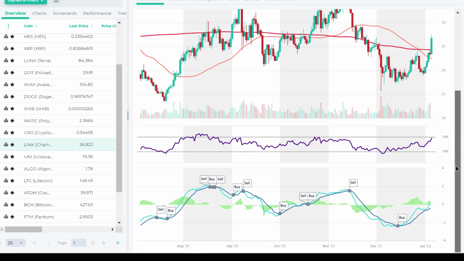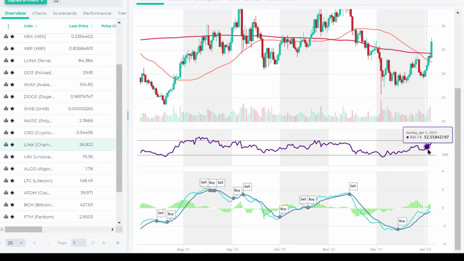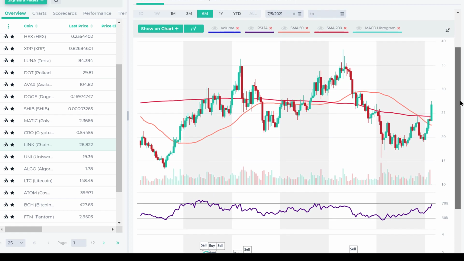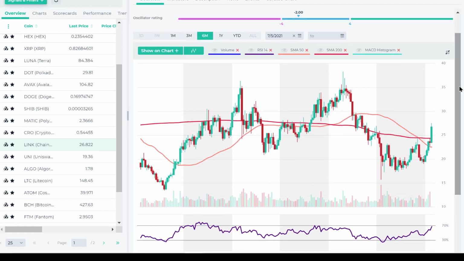All right, clearly the momentum is strong. There's a bullish MACD histogram trend and a bullish crossover. The RSI has crossed above the 50 center line as well. So this is very bullish action. I think that this price is likely to revisit $30 in the near term.